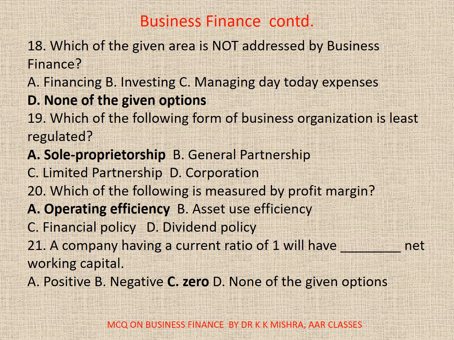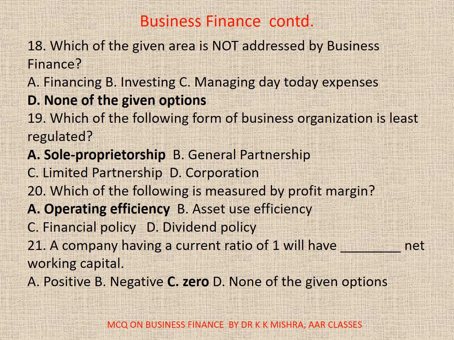Question number 19. Which of the following forms of business organization is least regulated? A. Sole proprietorship, B. General partnership, C. Limited partnership, or D. Corporation. Here the correct option is A. Sole proprietorship. Actually, they don't have any obligation to be regulated according to business laws.